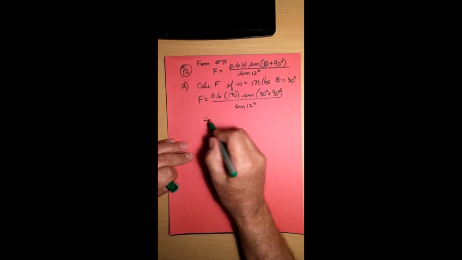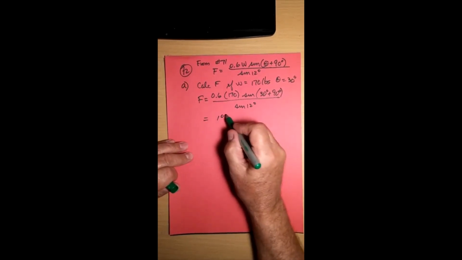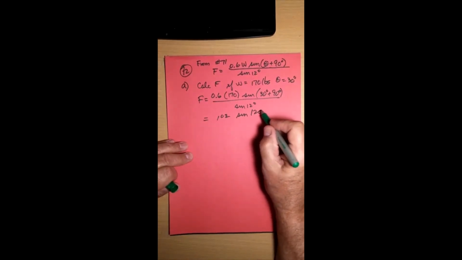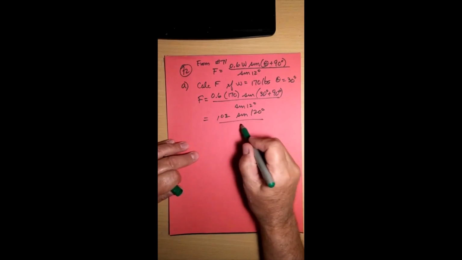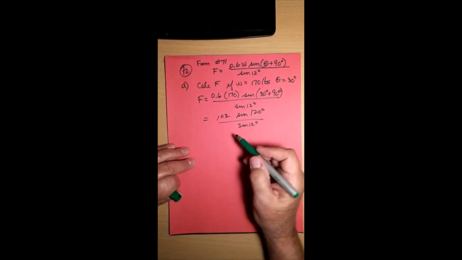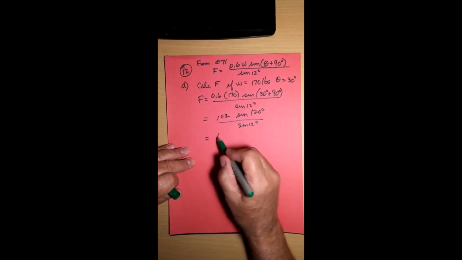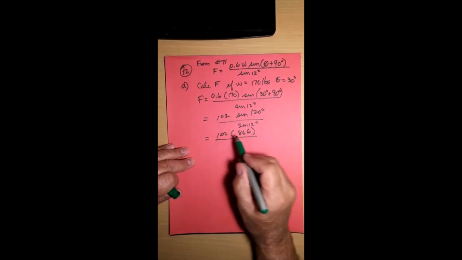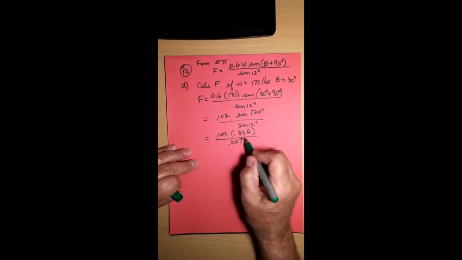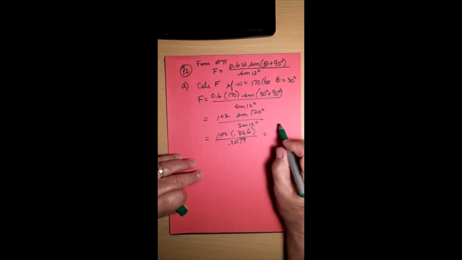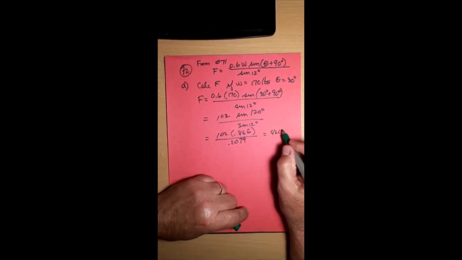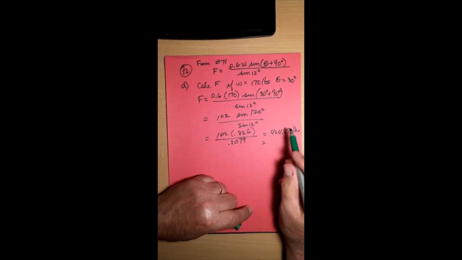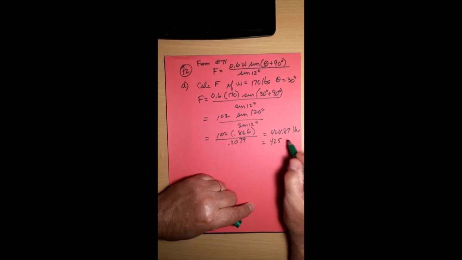Let's see, 0.6 times 170 is 102. The sine of 90 plus 30, which is 120 degrees, over the sine of 12 degrees. Now you can put that in your calculator. You will get 0.866 over 0.2079, that's times the 102, and finally 424.87 pounds is the force. You're supposed to round that to the nearest whole, so 425 pounds.